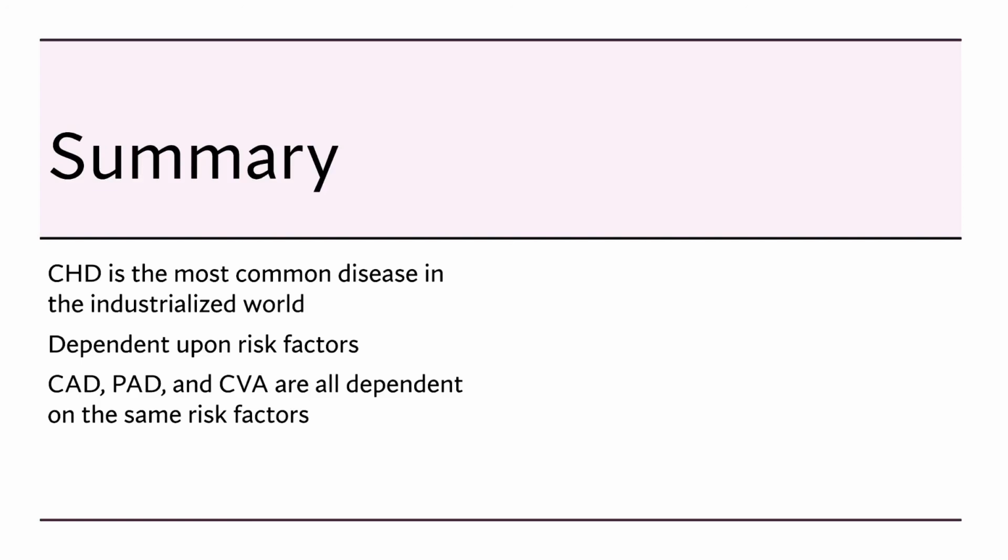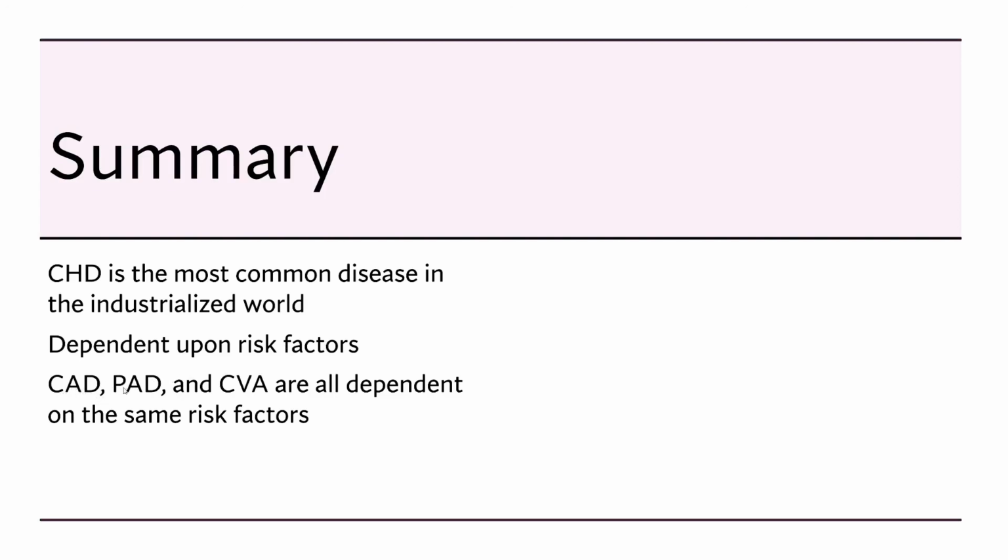Coronary heart disease is the most common disease in the industrialized world. As the American lifestyle sort of gets exported to the world, more and more countries are falling under this umbrella. It is dependent upon the presence of risk factors, which is bad news, but it's also good news because it means we know how to reduce the risk by addressing those risk factors. Risk factor modification is the name of the game.